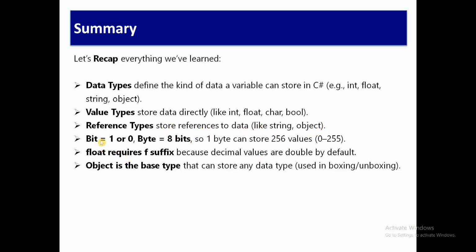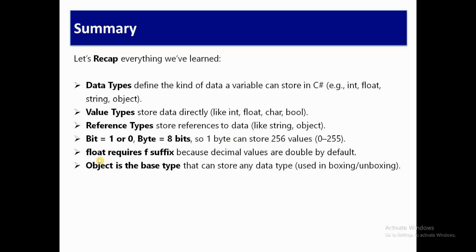And the next one is bit, which only holds 0 or 1 values, and byte. 1 byte is equal to 8 bits. This is the normal range of this. 1 byte is equal to 8 bits, so 1 byte can store 256 values. This is the range of this byte.